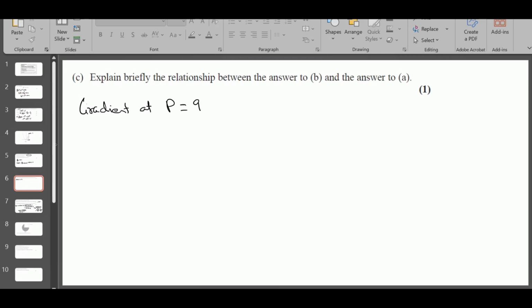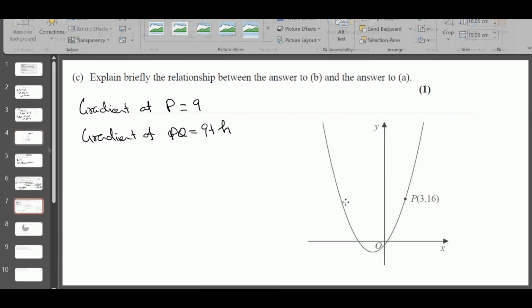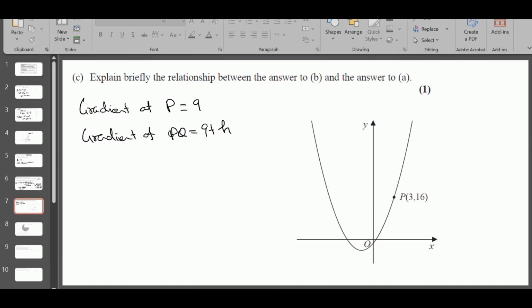P is 9. Answer to part B is the gradient of PQ is 9 plus h, right? Okay, I'm going to explain this by copying the figure here. Okay, I have copied the figure here.